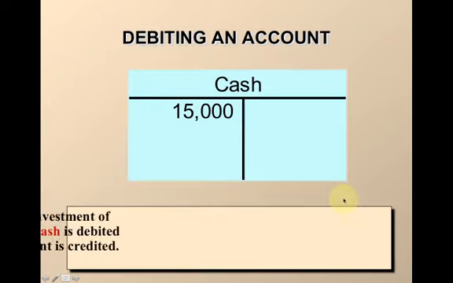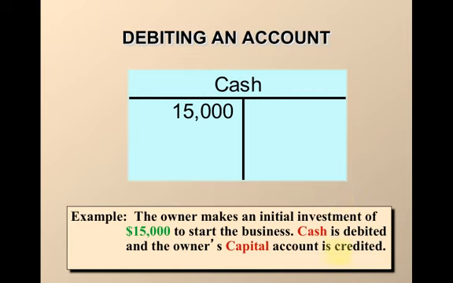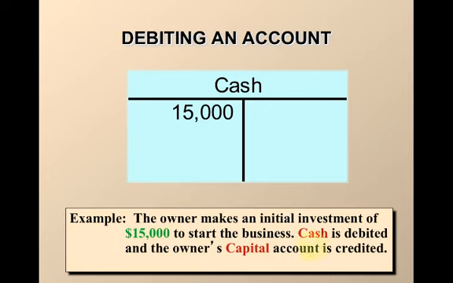So let's do an example of debiting an account. Here's a transaction. The owner makes an initial investment of $15,000 to start the business. Therefore, cash is debited and capital is credited. Remember, assets are on the left-hand side of the balance sheet, therefore have a normal balance on the left and increase on the left. Owner's equity accounts are on the right-hand side. Same with liabilities, actually, and they therefore have a normal credit balance and increase on the credit side.